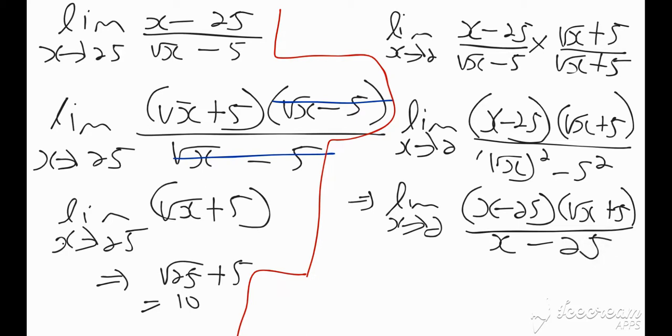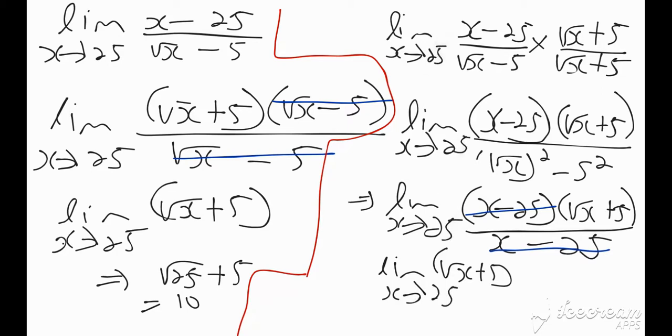Look in my numerator, which is already factorized. I can eliminate the x minus 25 from both the numerator and the denominator. So this is gone. So what I have here now is the limit of root x plus 5 as x tends towards 25. Sorry, this should be 25 coming all the way down. So we simply input that 25. I'm going to have root 25 plus 5, which of course is going to give me 10 as well. So we get the same answer with both approaches.